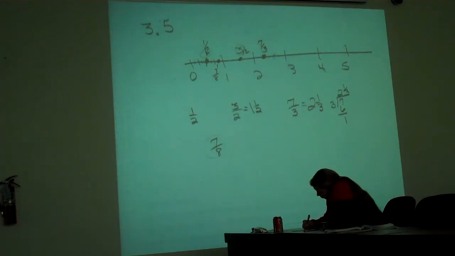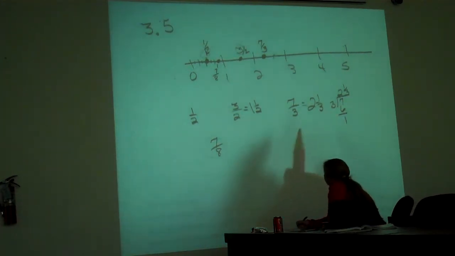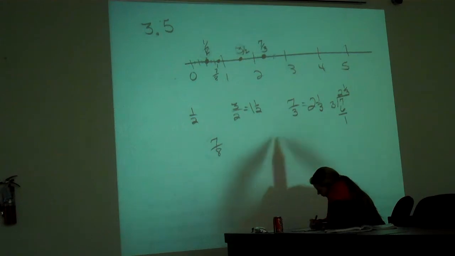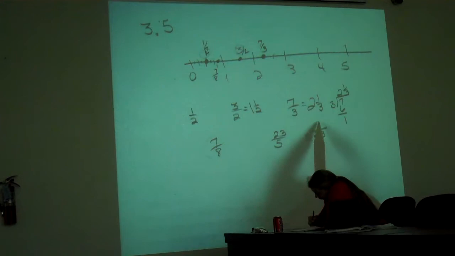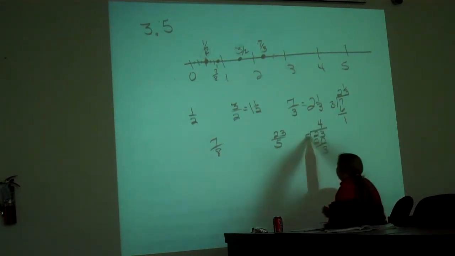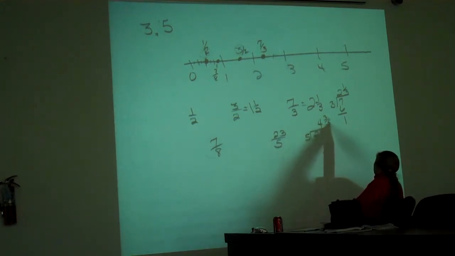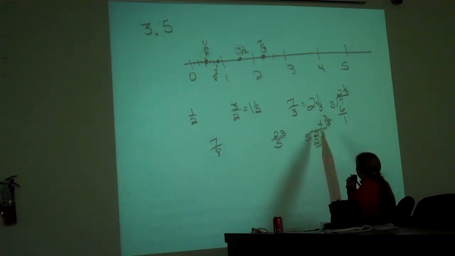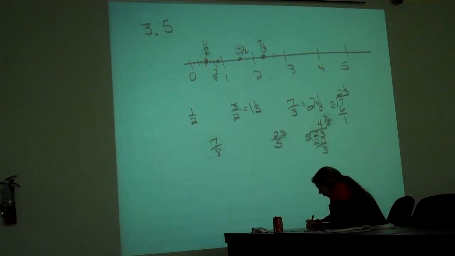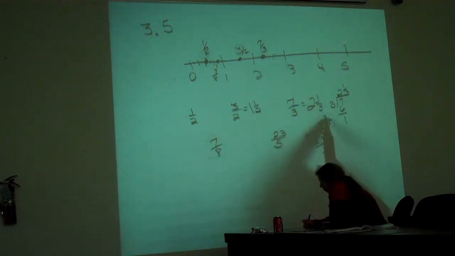If it's improper, don't forget to turn it into a mixed number. Like, let's say you have 23/5. You actually need to do the division to turn it into a mixed number. 5 into 23 goes 4, 4 times 5 is 20, and 3 left over. 3/5. Don't do this on the calculator, because you're going to get 4.6 if you do a calculator, and it's not the same. It wouldn't be like 6/5. Don't do the calculator, okay?